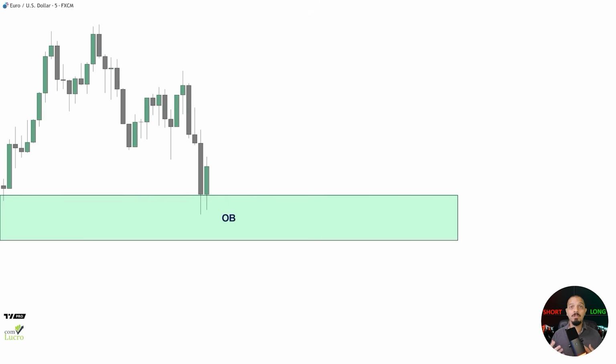For confirmation, we look for a change of character on this lower time frame. This happens when price breaks above the swing highs that led to the previous downward move. Let's play the price forward.